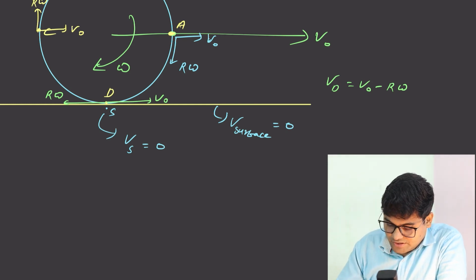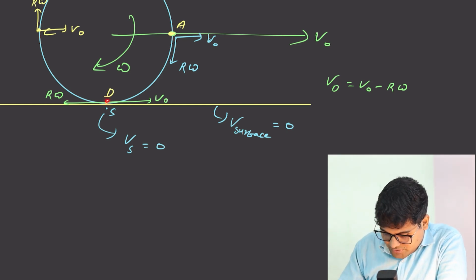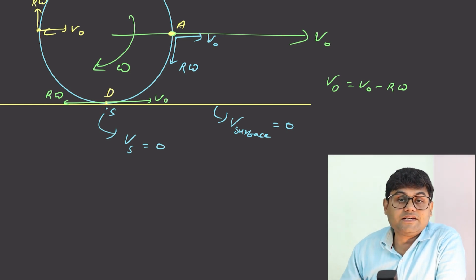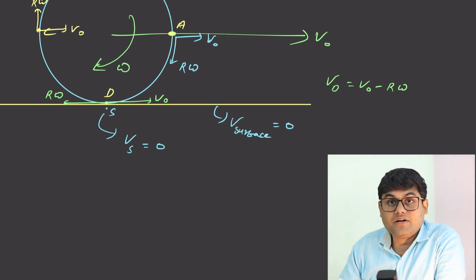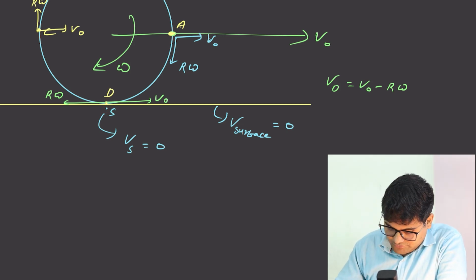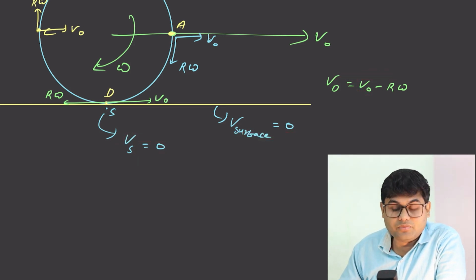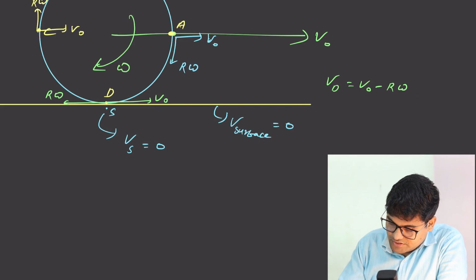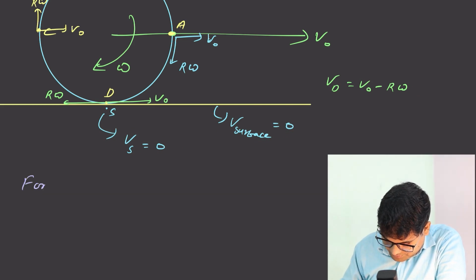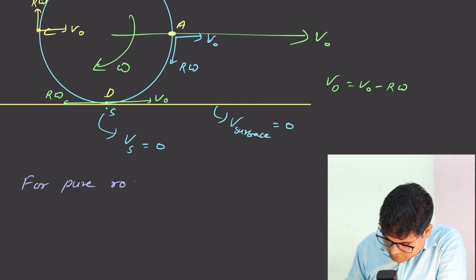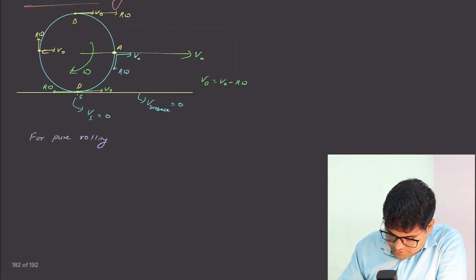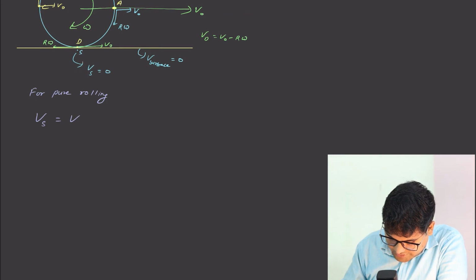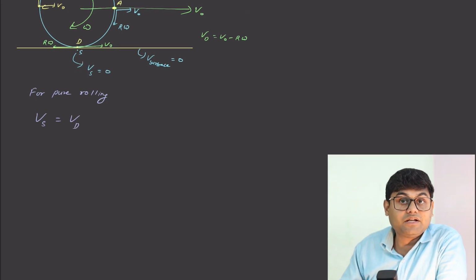Zero. So now we know that for pure rolling there will be no relative motion. Okay, so basically it means that the velocities of these 2 points should be the same, so that there will be no relative motion. So the velocity of point D is this, and the velocity of point S for the surface which is stationary is zero. So basically this should be equal to zero for pure rolling. So for pure rolling, the velocity of S should be equal to the velocity of D, so that there will be no relative motion.